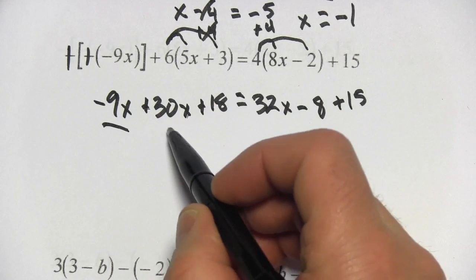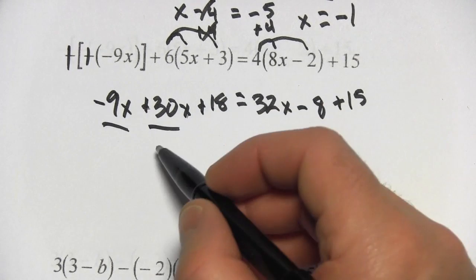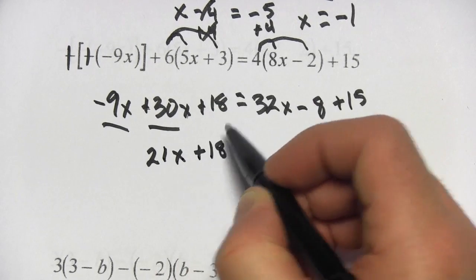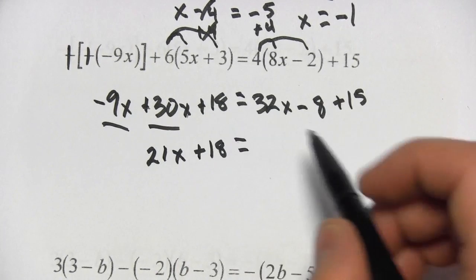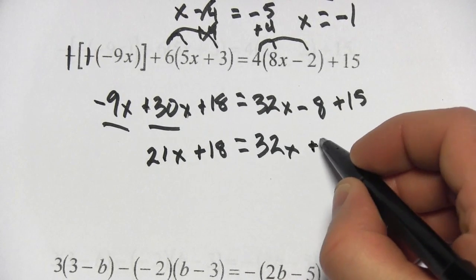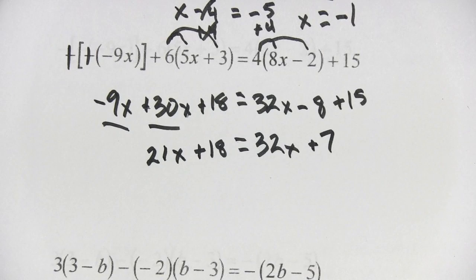On the left, we have negative 9x and 30x. So that adds up to 21x. And then we have our plus 18. And over here, we have 32x, and a negative 8 plus 15 is a plus 7. All right, like terms have been combined.